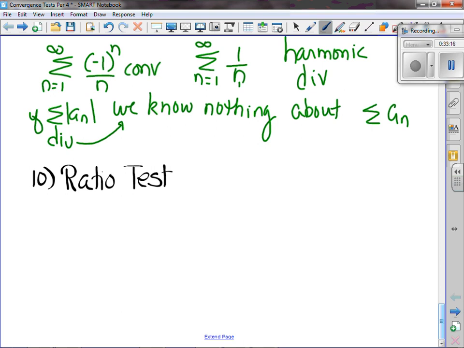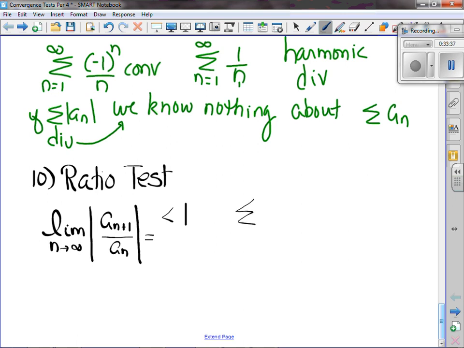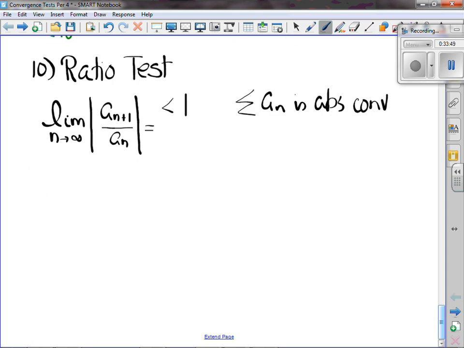Okay. Everything clicks out at the end. It's kind of fun. So what we do is we take the limit as n goes to infinity of the absolute value of a sub n plus 1 over a sub n. Three things can happen. If this is less than 1, then my series a sub n is absolutely convergent. So if you have negative signs in there, no big deal. Remember, it's just stronger. If it's greater than 1, then my series is divergent.